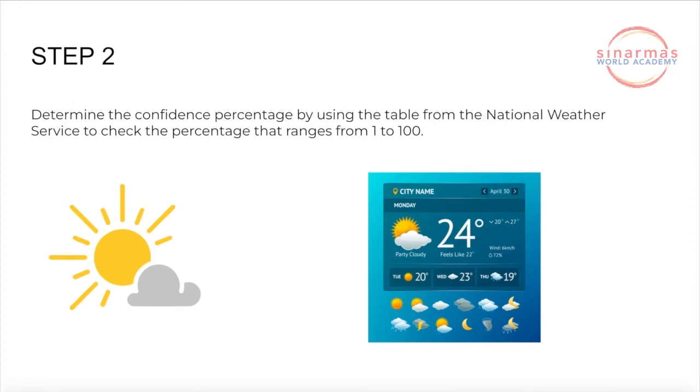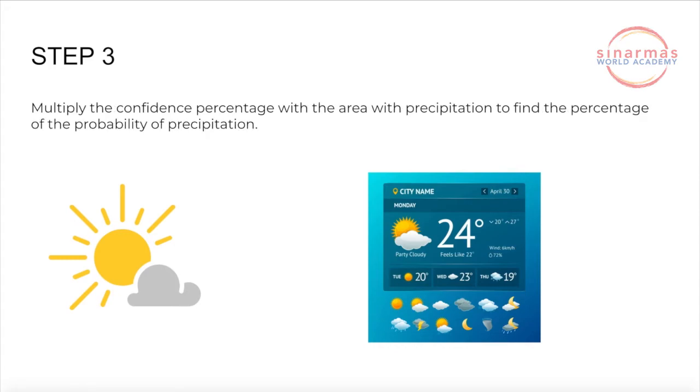For step 2, you need to determine the confidence percentage, which you can do by using the table from the National Weather Service, which can be searched up on the internet, and there you can check the percentage that ranges from 1% to 100%. The last step is to multiply the confidence percentage with the area with precipitation to find the percentage of the probability of precipitation.